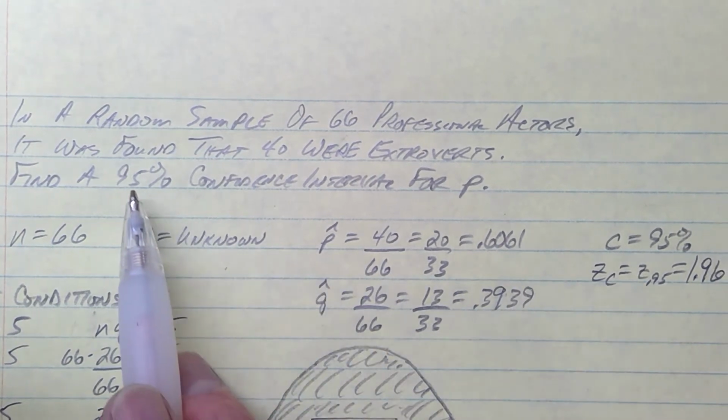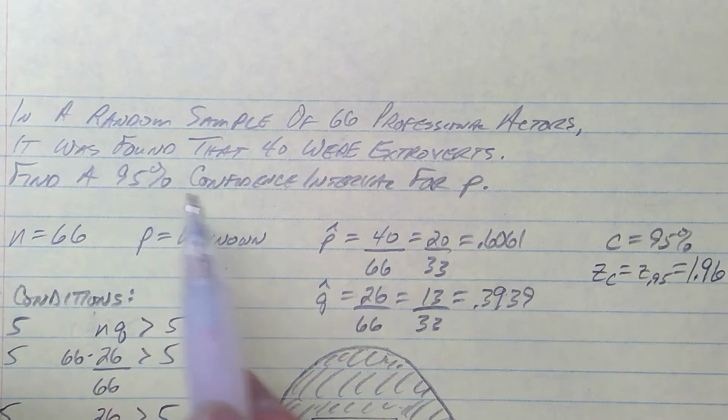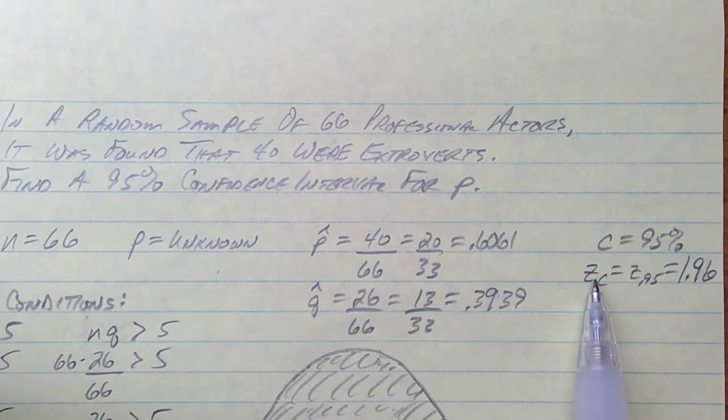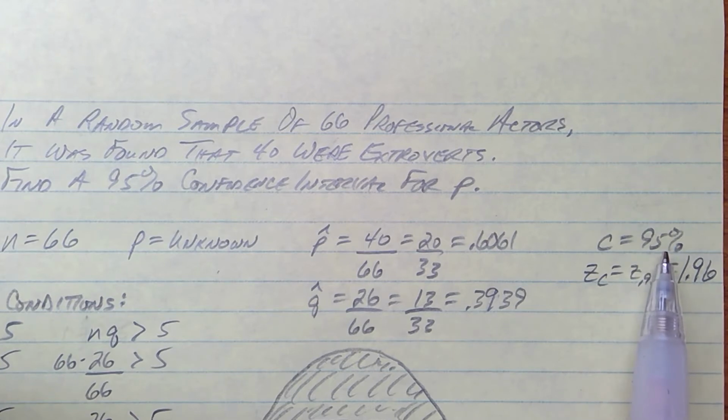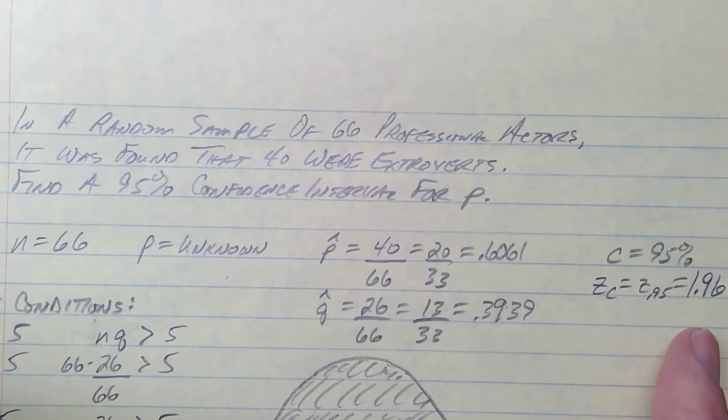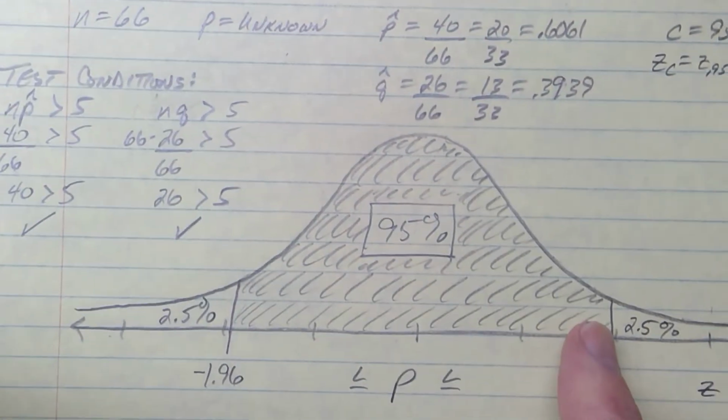Confidence level, that was asked for in the problem. They want a 95% confidence level. Now I got to find the Z number that fences in 95% area in the middle. All right, now I've already told you it's 1.96 there. But let me show you a couple of ways of finding that Z number, that 1.96.